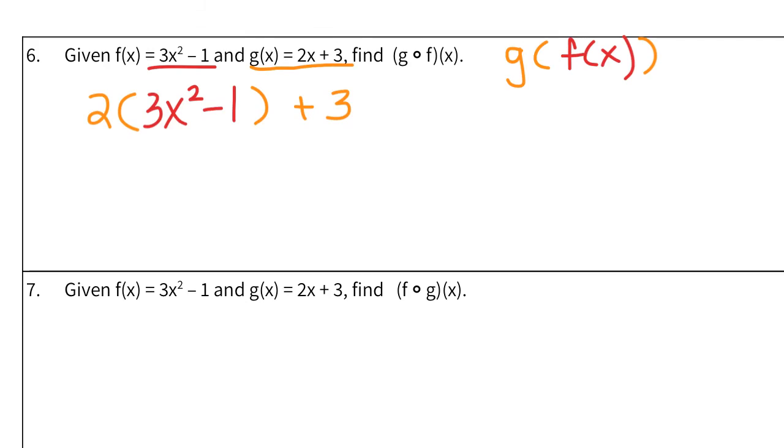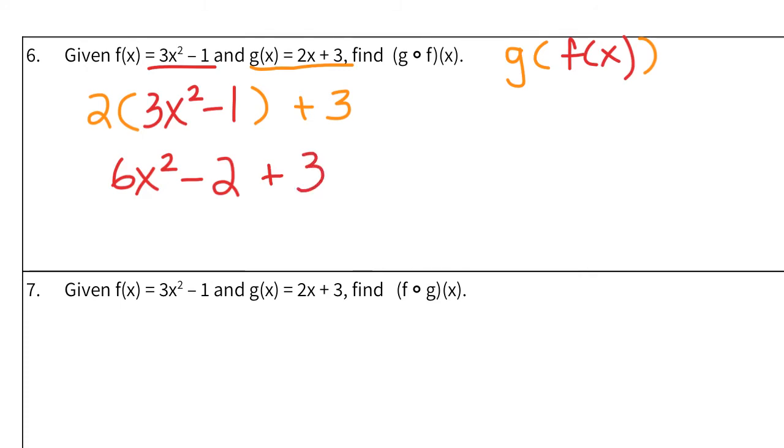Now I want to actually work it out and simplify it as much as I can. So this 2 outside of the parentheses can get multiplied in. 2 times 3 gives me 6, but it's x squared. And then 2 times negative 1 gives me minus 2. And then that plus 3 at the end, it's not inside the parentheses, so I don't need to multiply it, but it does need to come down here.